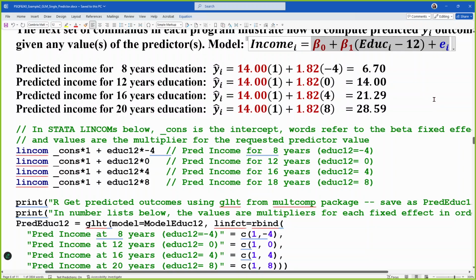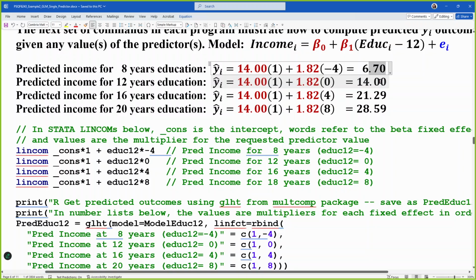Predicted outcome without the e. So y hat is everything but e. That's why in this equation here, I'm saying this is the equation for how I'm computing y hat, and e is not part of the story. So anybody who has 8 years of education would be predicted to make $6.7 thousand a year, regardless of who they are otherwise. It's a prediction of what happens on average from the regression line.